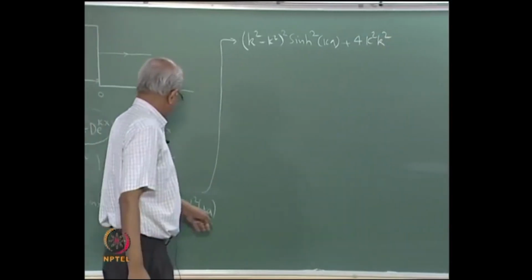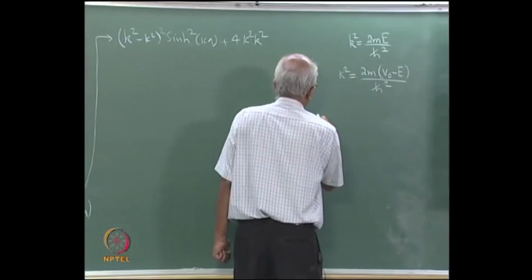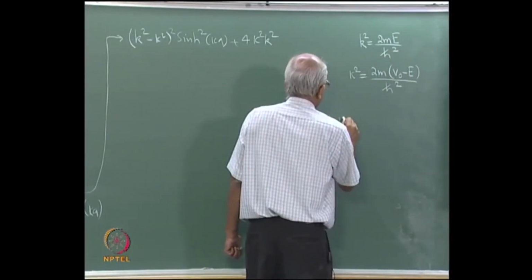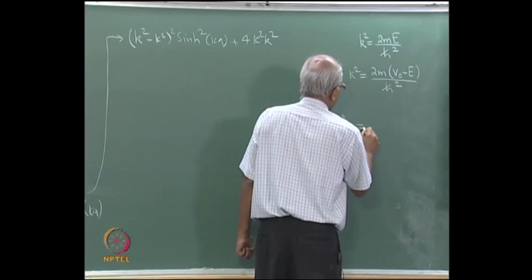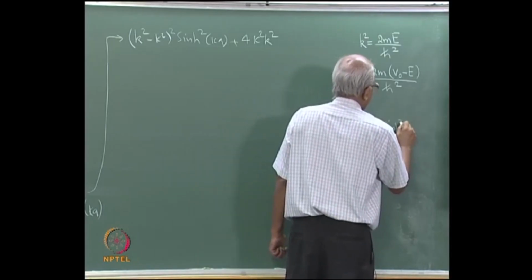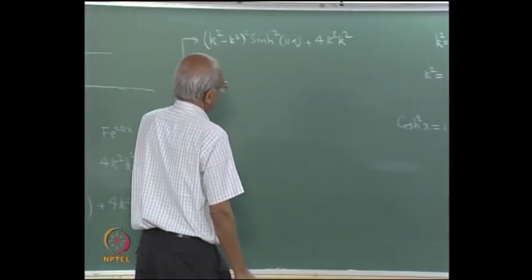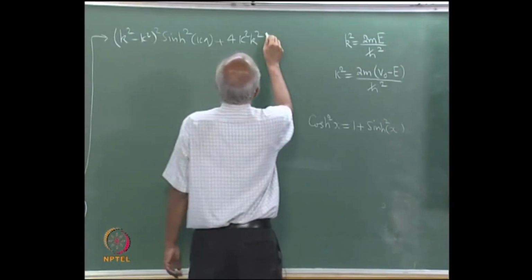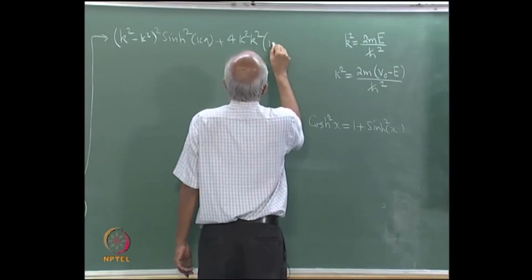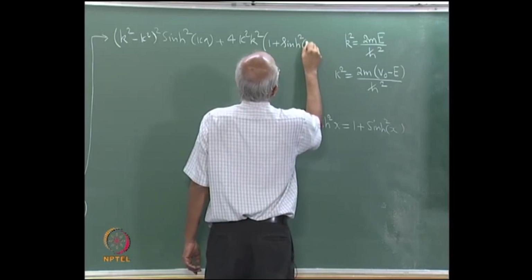You have cosh square of kappa a, but there is a hyperbolic identity which is useful, which says that cosh square x can be written as 1 plus sinh square x for any x. So I am going to use that, and hence I am going to get here 1 plus sinh square kappa a.